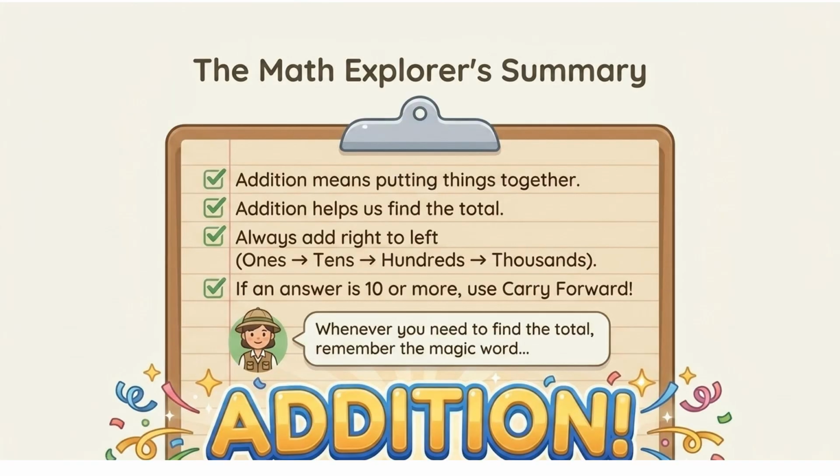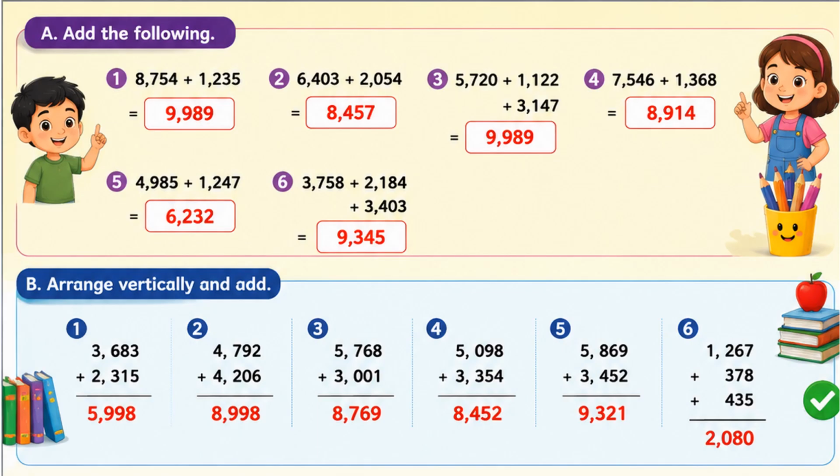So you've understood about addition, which means we put together, and whenever there is too much of a burden, we carry forward. There are a few textbook questions which I have taken here to solve. 8,754 plus 1,235. So 5 plus 4, 9. 5 plus 3, 8. 7 plus 2, 9. 8 plus 1, 9.